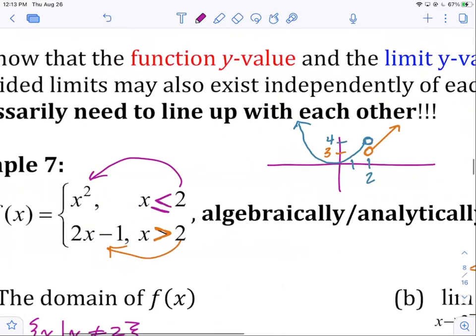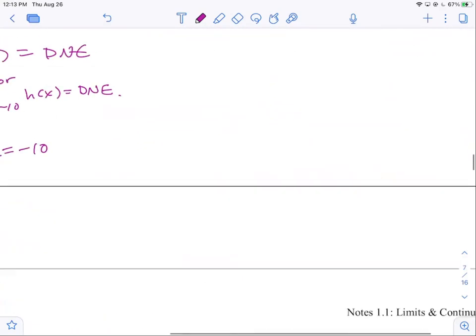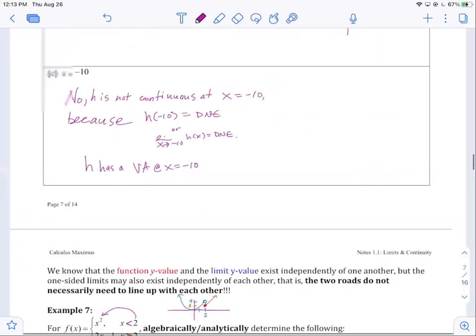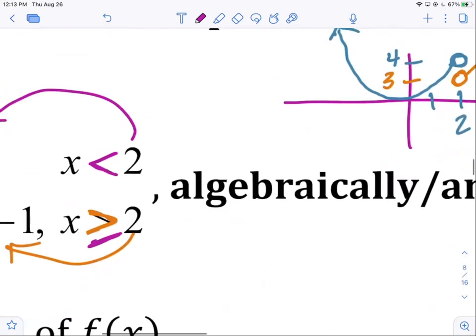And similarly, if I had an equal sign down here, it would change the domain. It would be all real numbers. But again, it wouldn't change the limit from the left. It wouldn't change the limit from the right. But now the function value would be 3, right? It would be the same as the right-sided limit. So they do exist independently. So that's what makes piecewise functions a little bit different. Okay?